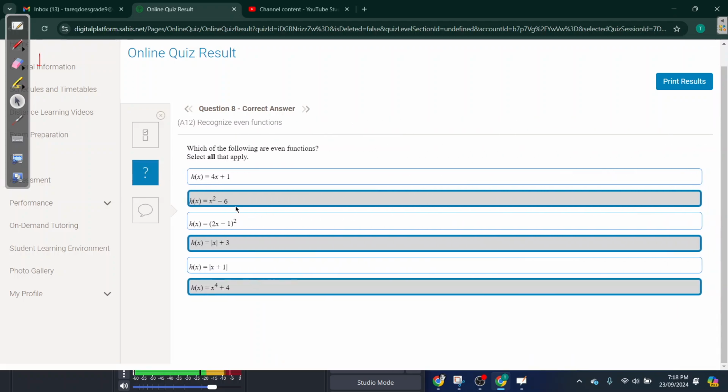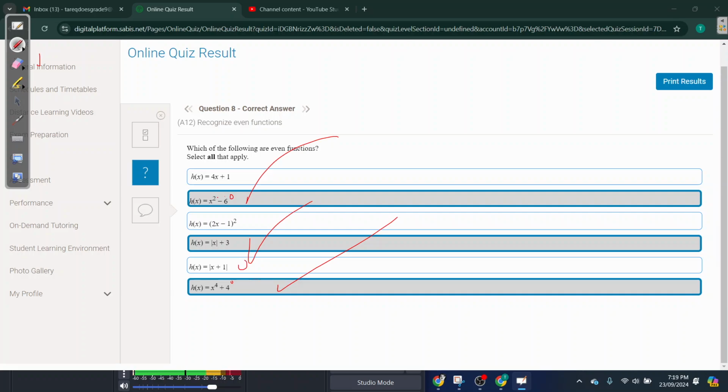Okay, which of the following are even functions? Again, here you want to test the degree and the absolute values. So this is going to be to the power of 0. So this is an even function. Absolute value of x plus 3, that's going to be correct because the absolute value of x is alone. X to the power of 4, that's an even degree. So this is going to be correct.